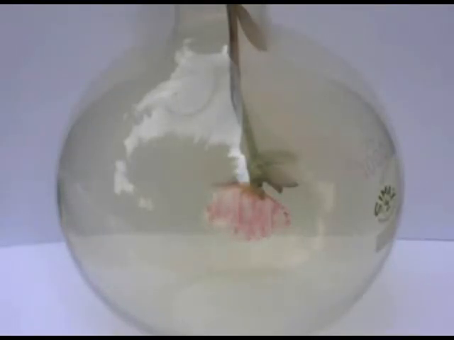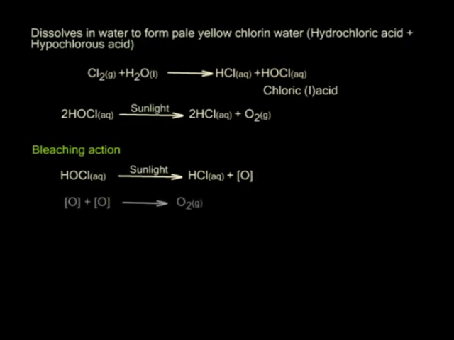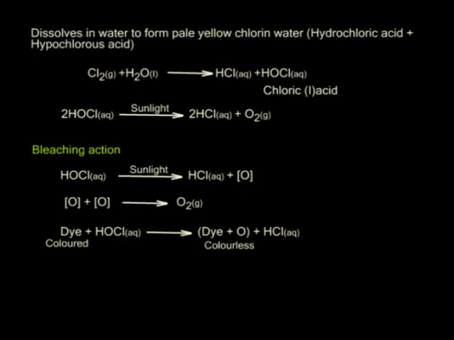The bleaching action is a result of hypochlorous acid, which is formed when chlorine reacts with water. Hypochlorous acid is unstable and decomposes to hydrochloric acid and an oxygen atom. Free oxygen atoms are highly reactive and they combine in twos, forming oxygen molecules. In the presence of a dye, the oxygen atom formed by the decomposition of hypochlorous acid reacts with it to form an oxidized compound, which is colorless.